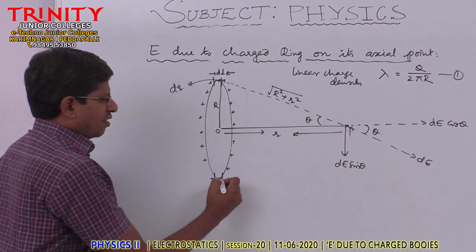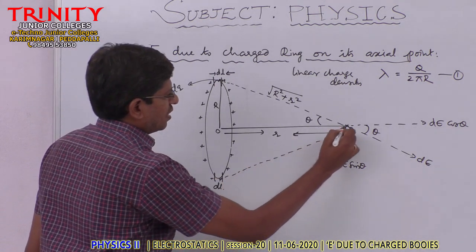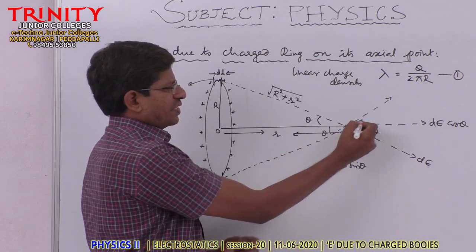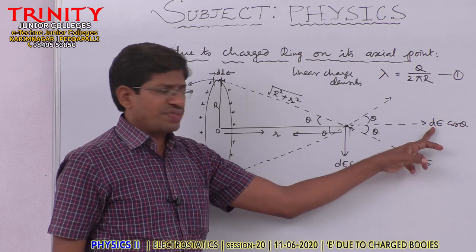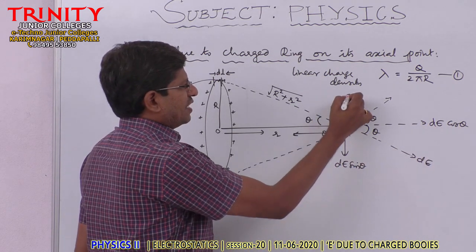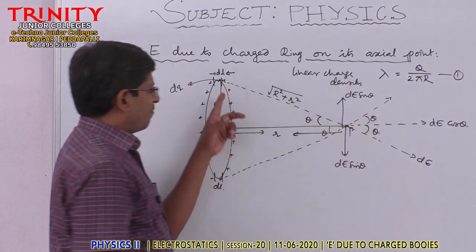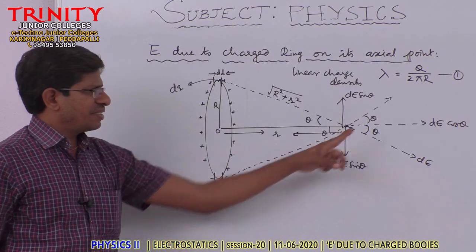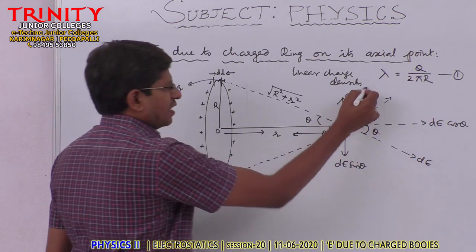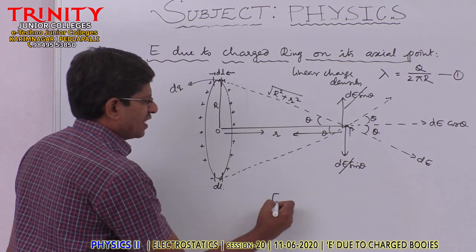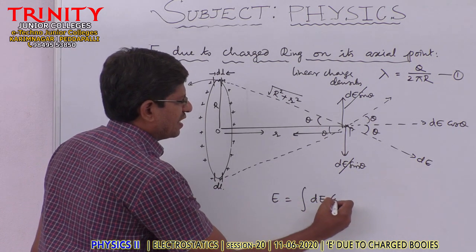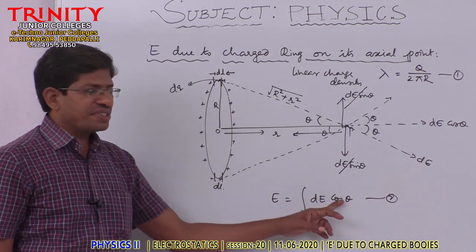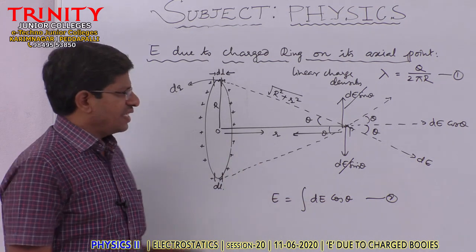And you can again have one more, the counter element. This is also dE, this is also theta. By symmetry, this is also theta. You will be getting another dE cos theta and dE sin theta here. So the dE sin thetas, not only for the two elements but for all the elements, are mutually opposite. For all the elements, dE cos theta will be added. So dE sin theta will be cancelled out. Therefore E is nothing but the integration of dE cos theta. Now the simple point is, if you find dE and if you find cos theta and integrate, you will get the answer. What is the dE now?